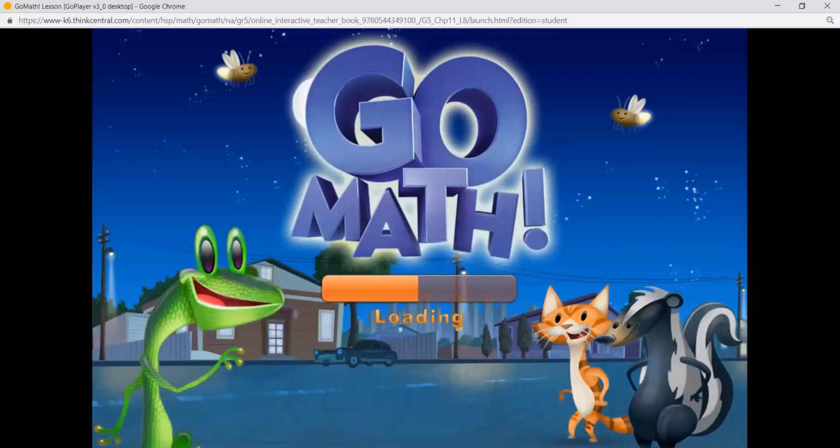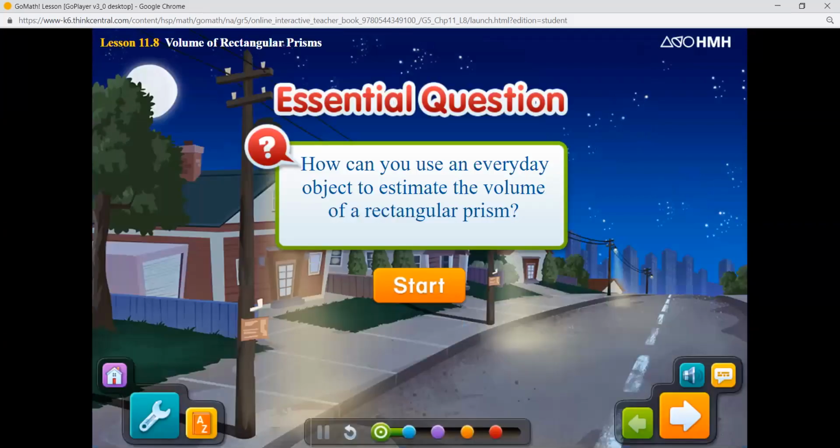Yes. We will do lesson 11.8, volume of rectangular prisms. Girls, for example, in one question you have 4 rectangles attached together. So you will find each volume of a rectangle and then you will add them.